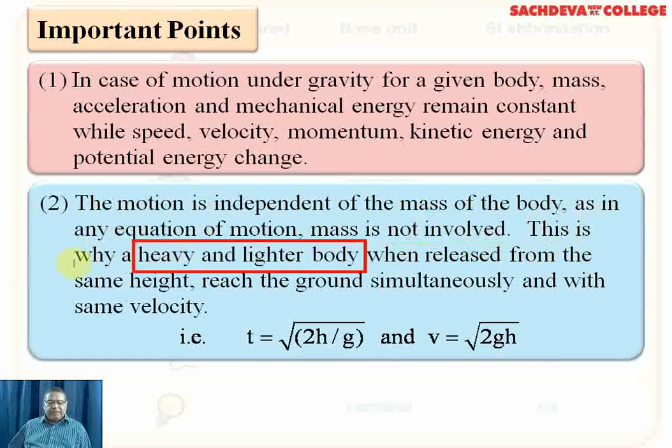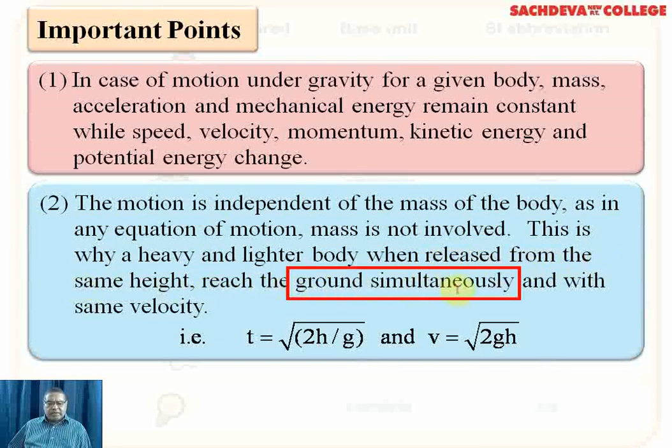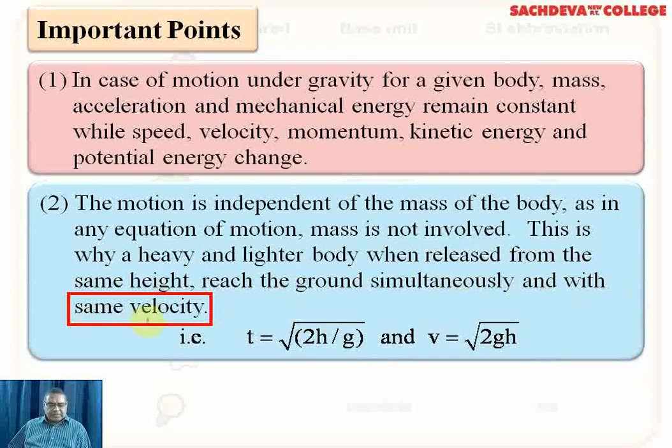This is why a heavy and a lighter body, when released from the same height, reach the ground simultaneously and with the same velocity. Time can be estimated by the function under root 2h/g. This is estimated from the equation s = ut + (1/2)gt², assuming that the initial velocity is 0. The velocity is estimated as root 2gh, and this equation is obtained from v² - u² = 2gh, where u is taken as 0 and v will be equal to under root 2gh.